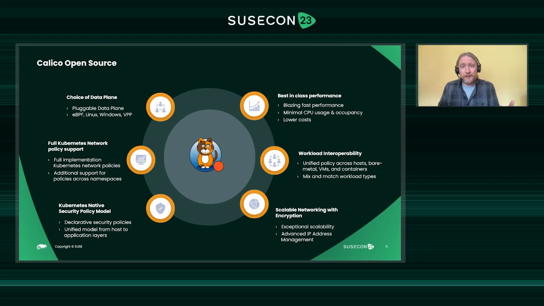Best in class performance. So Calico is going to use the Linux kernel's inbuilt, highly optimized forwarding and access control capabilities to deliver that Linux native networking data plane performance, and usually without any encapsulation or decapsulation overhead. And the Calico control plane and policies are optimized for CPU usage and occupancy. So you're just going to end up with a more performant solution with a lower monthly bill.